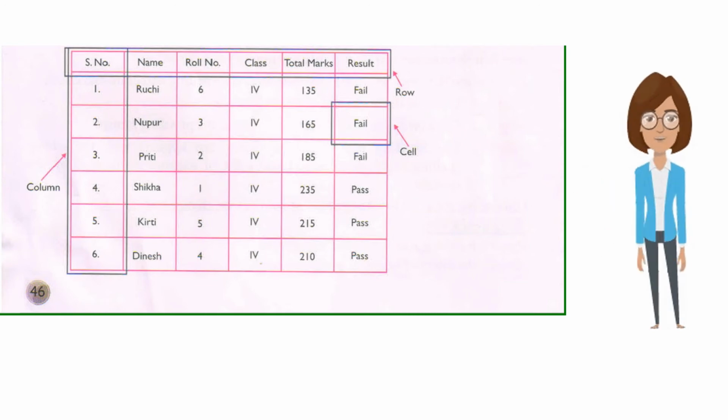Serial number, name, roll number, class, total marks, result. These are columns. 1, 2, 3, 4, 5, 6. These are rows.